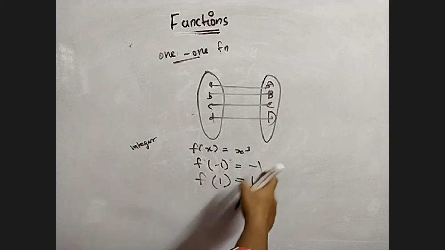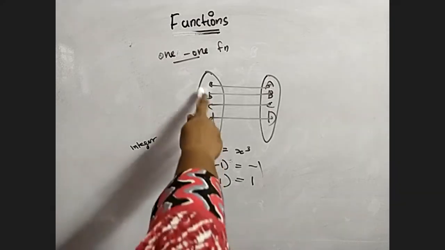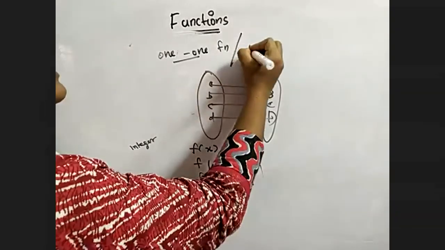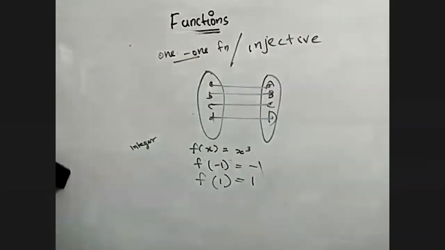For minus 1, it is minus 1. For 1, it is 1. Understood? So they all will have different images. And what is the other name of one-one function? The other name of one-one function is injective function. Okay, understood what is one-one?